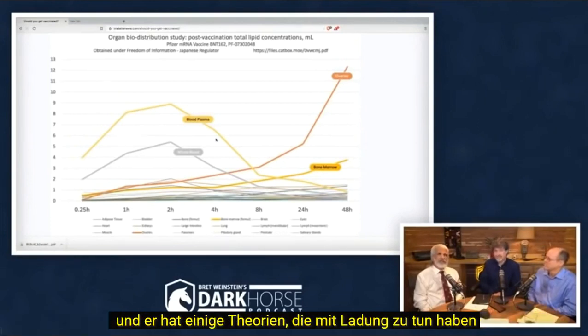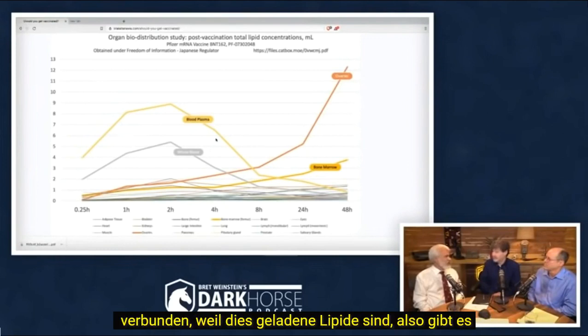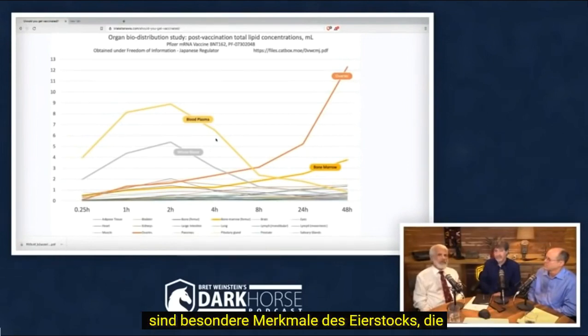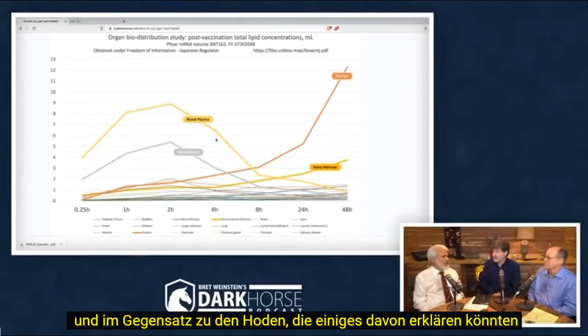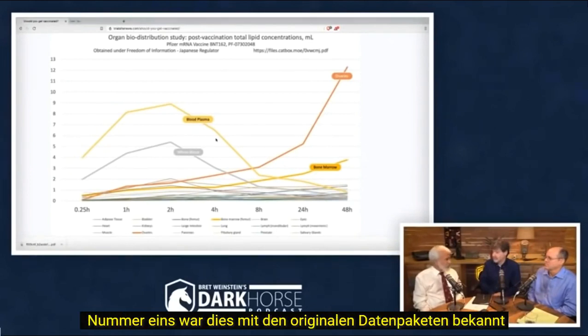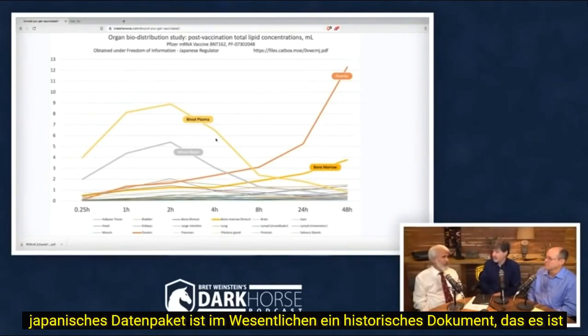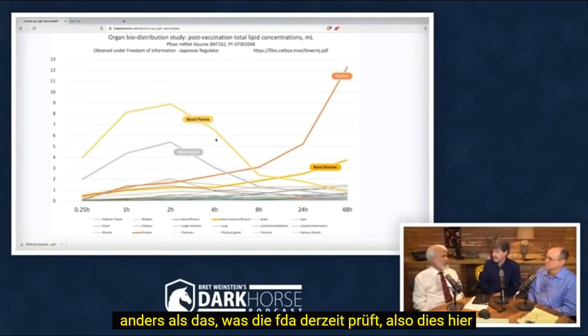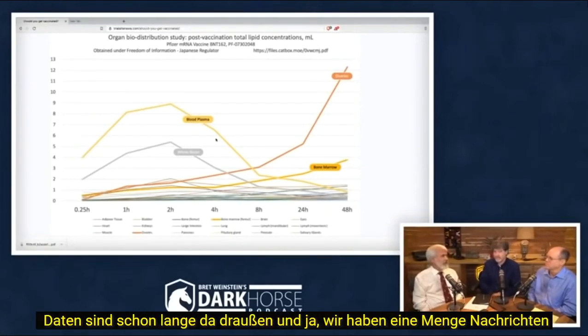And he has some theories having to do with charge, because these are charged lipids. So there are particular features of the ovary, as opposed to the testis, that may explain some of this, but it doesn't get us away from the two core things. Number one, this was known with the original data packages. The Japanese data package is essentially a historic document. It's different from what the FDA is currently looking at. So these data have been out there a long time.